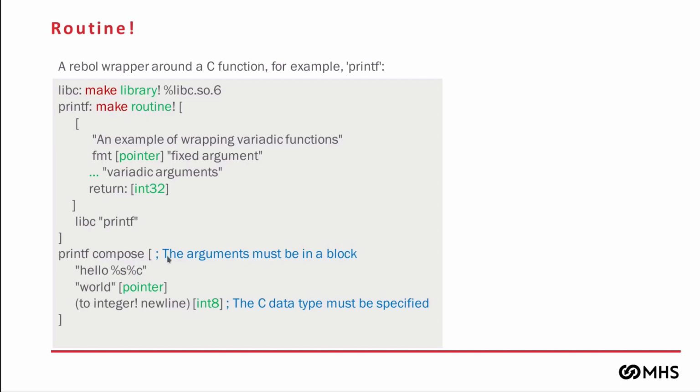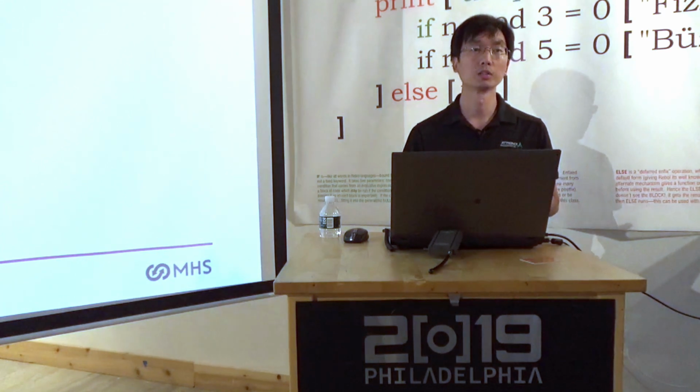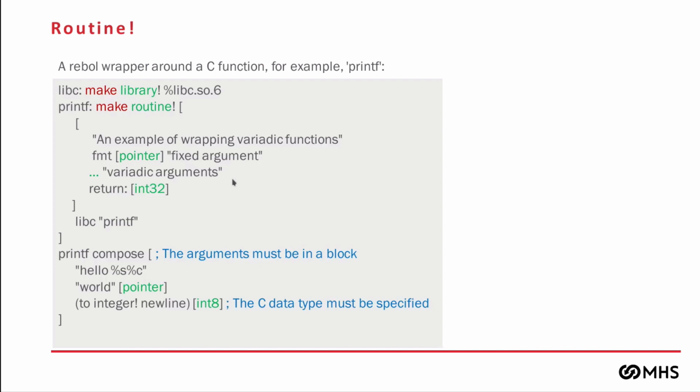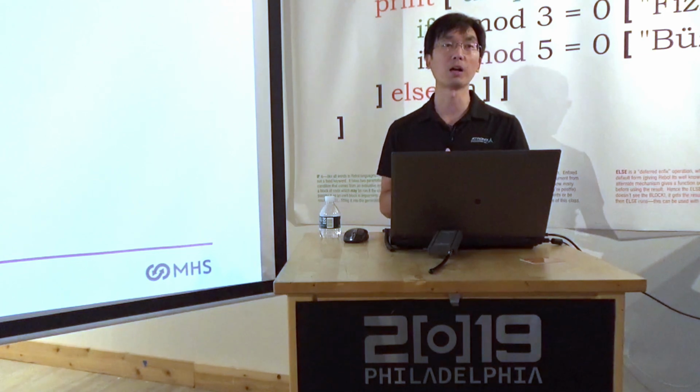So this is how you call this function from Rebol. Because this is a variadic function, the number of arguments is not encoded in this function prototype. So you have to have a way to know when the arguments end. So I put all of them inside a block.